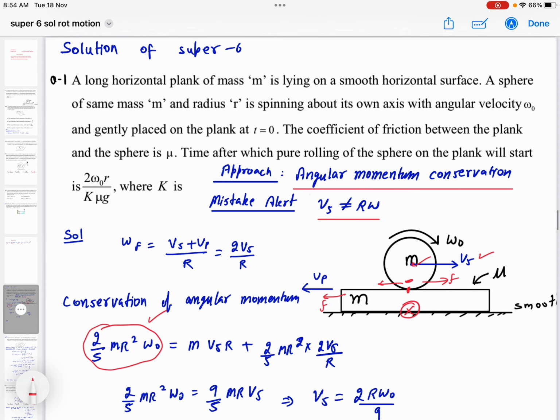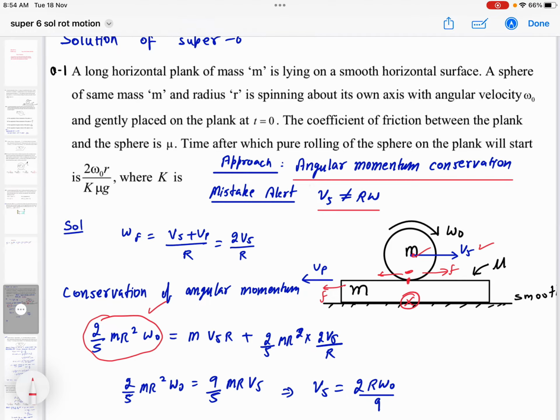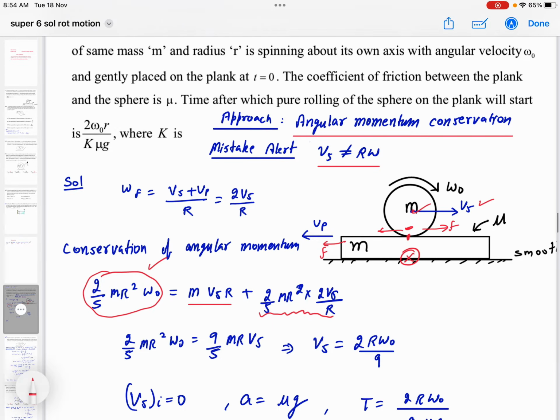And then finally what will be the angular momentum? The angular momentum will be the orbital part of the sphere and then the spin part of the sphere, right? So that is the total angular momentum when pure rolling on the plank will start. Now this plank, although it's moving finally, does not contribute any angular momentum, right? Because the thickness is negligible, right? So r is 0. So by this I'm getting velocity of sphere as 2 by 9 r omega naught.